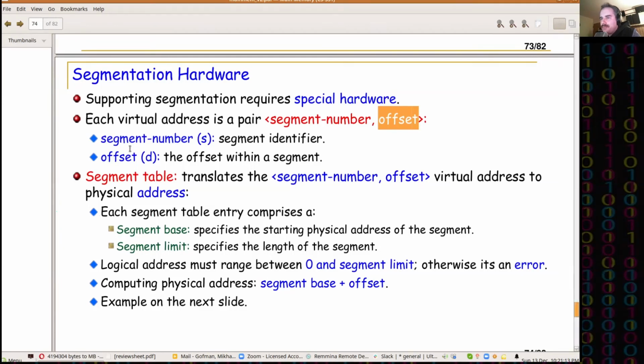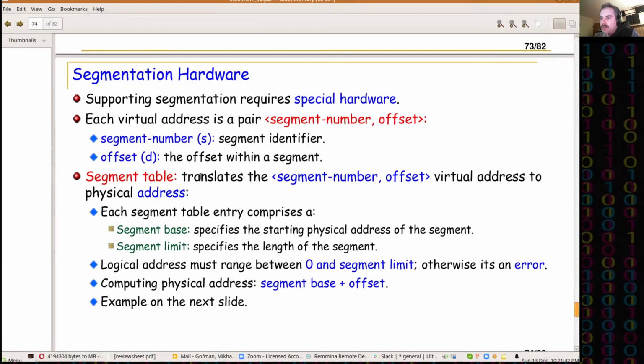So once again, when a process wants to access a certain memory address, it'll specify the segment where that address is located and the offset within the segment where that item is to be found. Now, in order to be able to translate from virtual addresses, which look like this, into the physical addresses, we need something called a segment table.